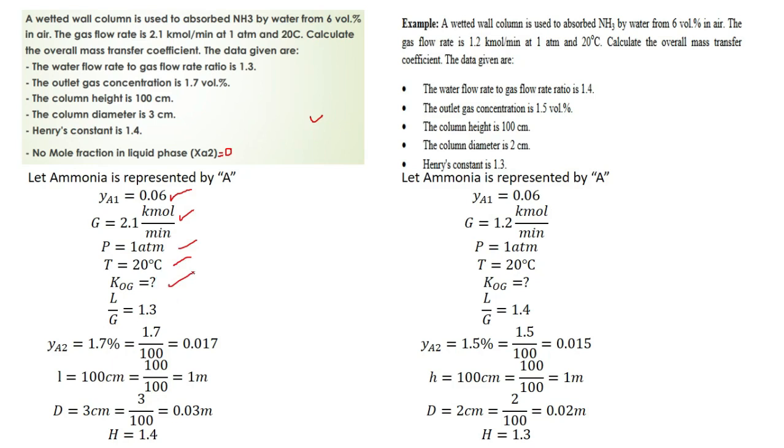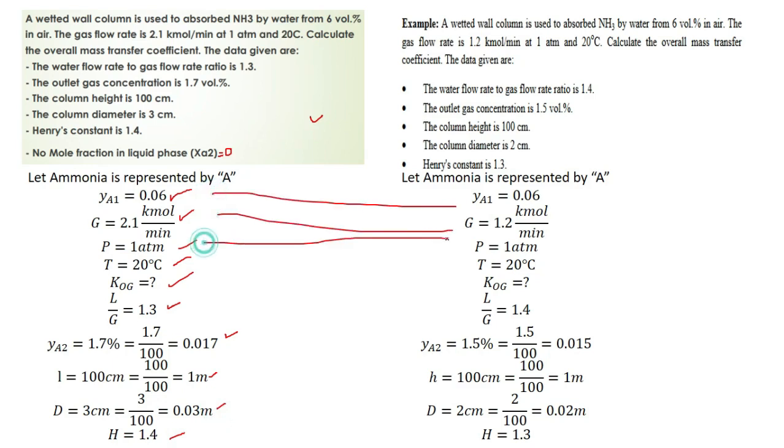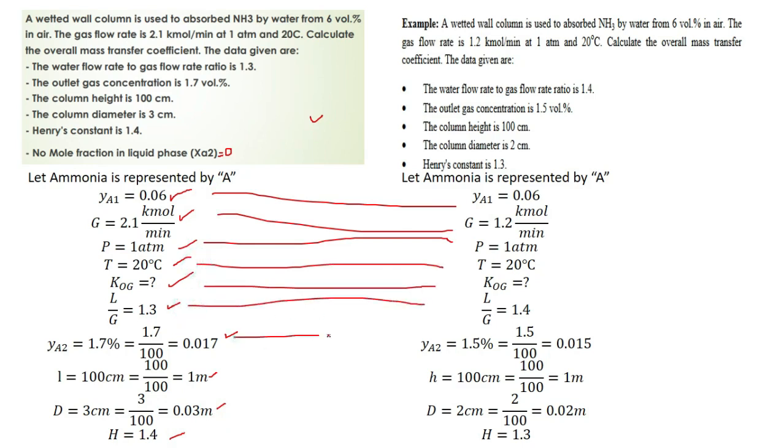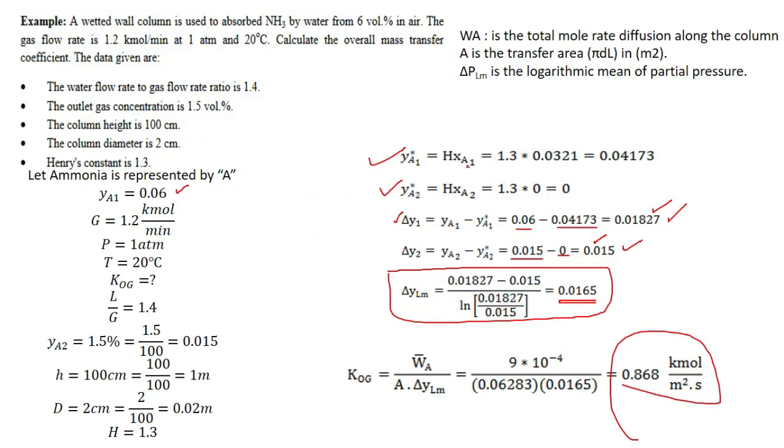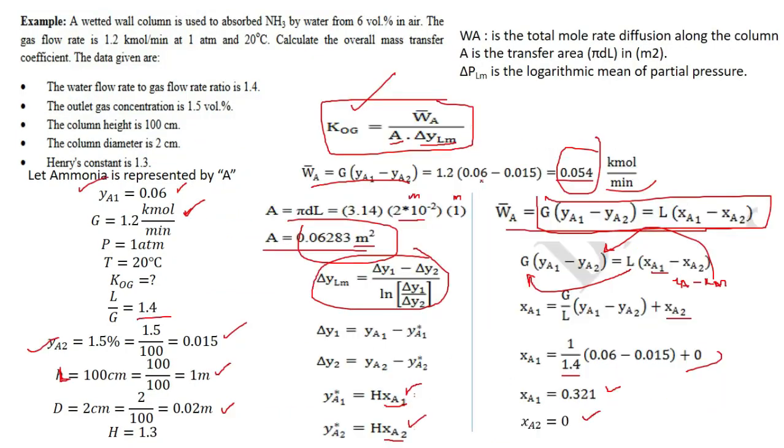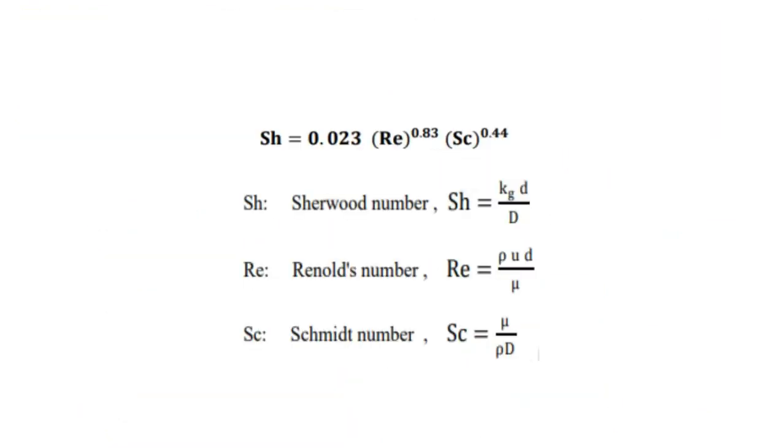The water flow rate to the gas, L over G, is 1.3. Outlet gas concentration is 1.7. Length is 100 centimeter. Henry constant is 1.4 while the column diameter is 3. Now just look at this. Some parameters are different, but the problem is same, procedure is same. Just change the values in this procedure, you will get your answer. Try to do it by yourself.